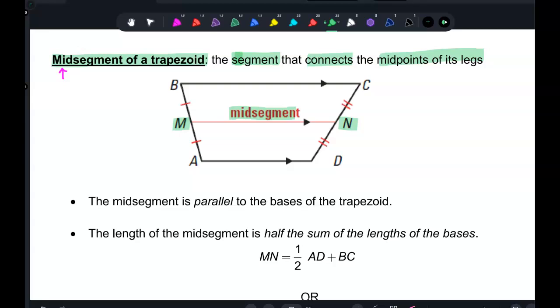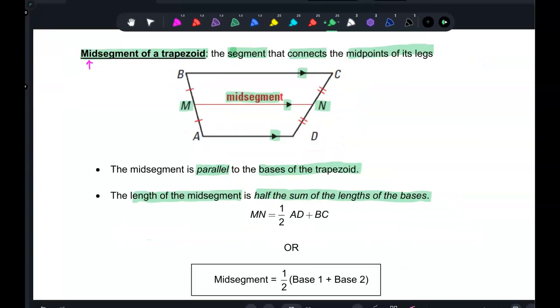Now, there's two things that we need to know about the mid-segment. First, we need to know that it's parallel to the bases. So do you see the arrows in all three segments? That just means all three are parallel. And the length of the midsegment is half the sum. And on your paper, I believe there are parentheses here. So it's half of the sum.